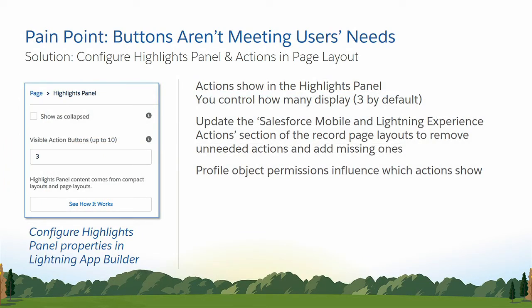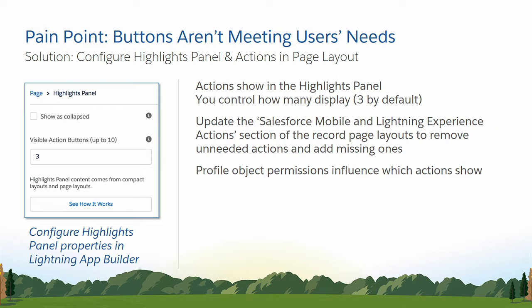So next, the sales team also reported that the buttons that they're seeing on the page don't fit what they need to do with the account record. They want to be able to see the View Account Hierarchy button and change the record owner, but they can't see those buttons. So we can address this using a combination of the Highlights panel and actions in our page layout. In Lightning, buttons show as actions in the Highlights panel. And in your properties, that's where you can set how many buttons you want to display on your record page.